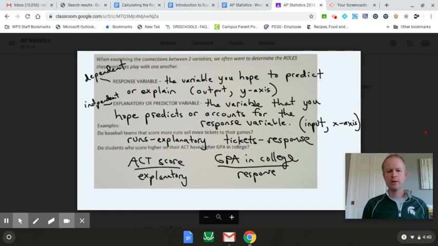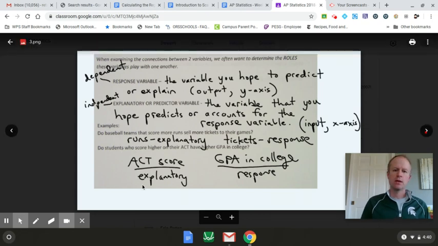In the bottom example there, do students who score higher on their ACT have higher GPA in college? So that one we would say ACT is explanatory, GPA in college is response. So wondering, if I give you an ACT score, if we look at a student's ACT score, does that predict what their college GPA might be? So those are some definitions, and it's really important that you understand the difference between the response variable and the explanatory variable. On the AP test, they may ask you which one is which and why.